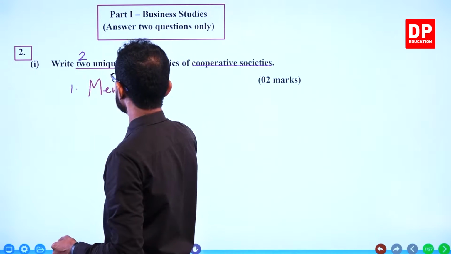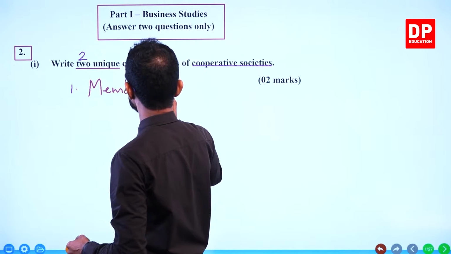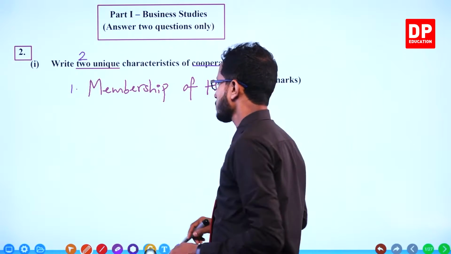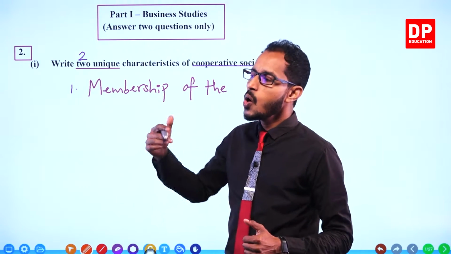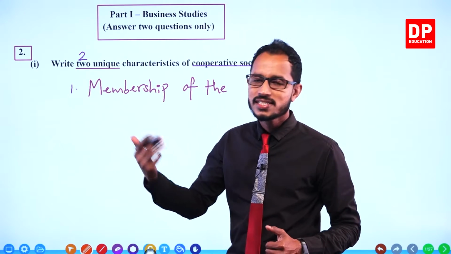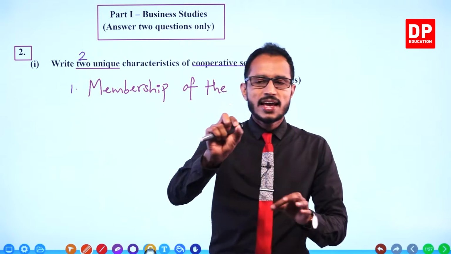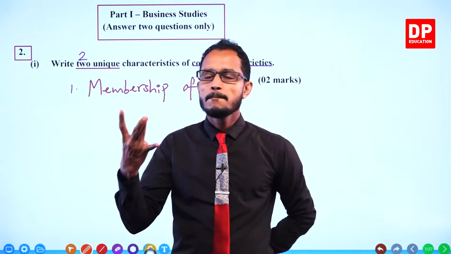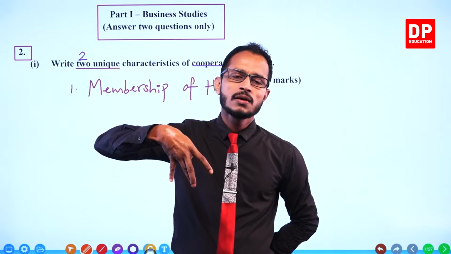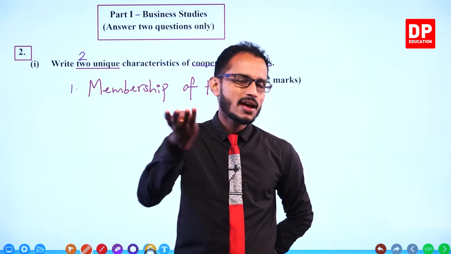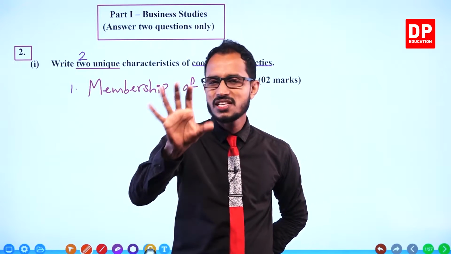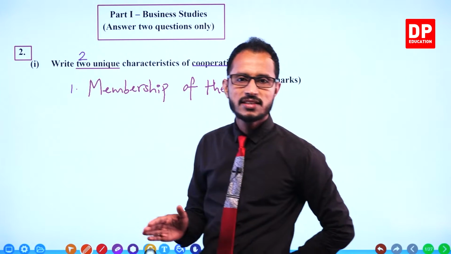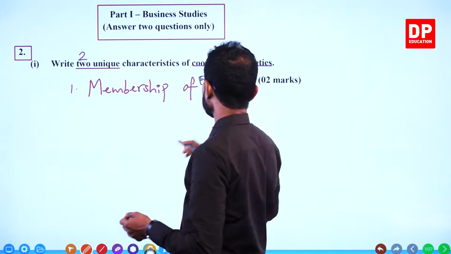Membership of the owners, or you can write owners are members. There can be 10 or more members, which means there is no specific owner in these organizations. There are members. Membership of the owners.